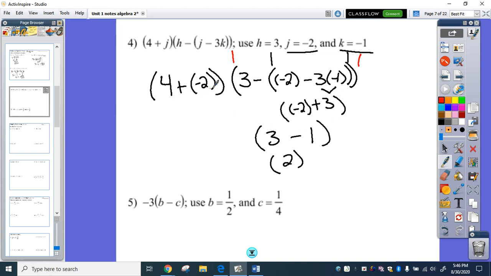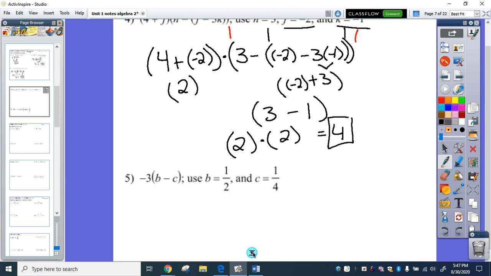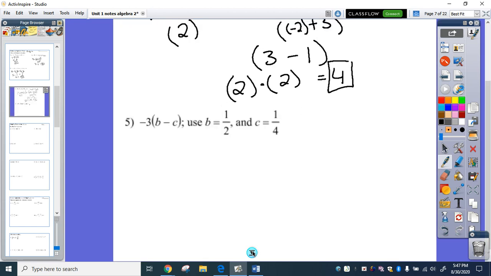Now we need to deal with this front set of parentheses. 4 plus a negative 2 would get me 2. So this turns into 2. I'm going to bring that 2 down here. And the last operation between these two parentheses is an unspoken multiplication. 2 times 2 is going to get me a final answer of 4. So you just have to take your time with some of these problems. They do get kind of big, but again, nothing overly complicated.